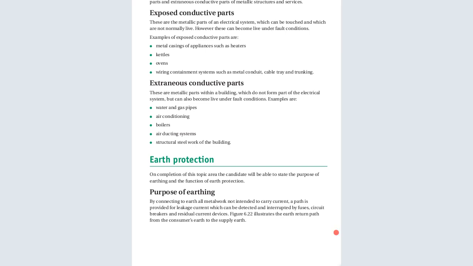We were talking about exposed conductive parts and extraneous conductive parts. Now, we have said the purpose of earthing is connecting the earth to all metalwork not intended to carry current, that is, a path is provided for leakage current, which can be detected and interrupted by fuses, circuit breakers, and residual current devices. This illustrates the earth return path from the consumer's earth and supply earth.